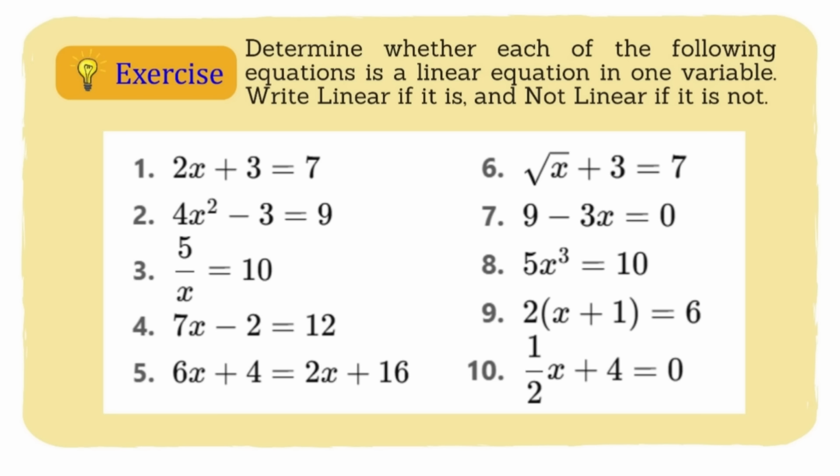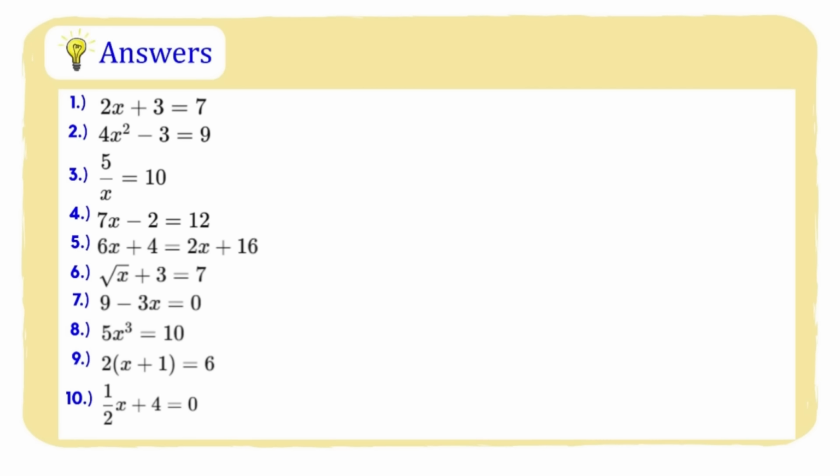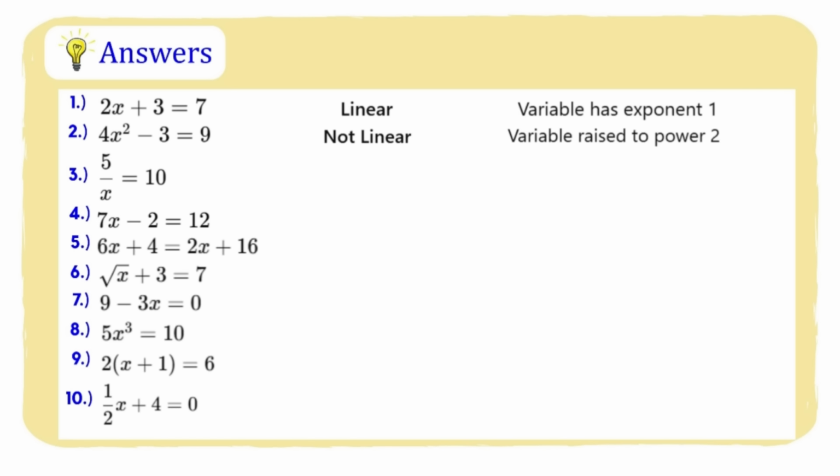Okay, I hope you are now ready. Let's now find out the correct answer. Let's have here number 1, 2x plus 3 is equal to 7. This is a linear equation because the variable has exponent 1. Number 2, 4x squared minus 3 is equal to 9. This is not a linear equation because the variable is raised to 2. Next, it's also not a linear equation because the variable is in the denominator.